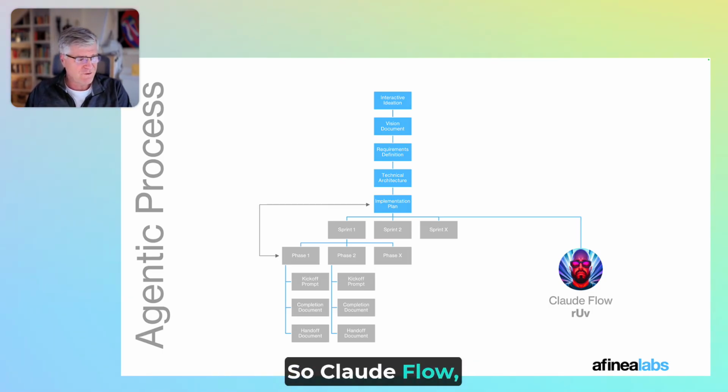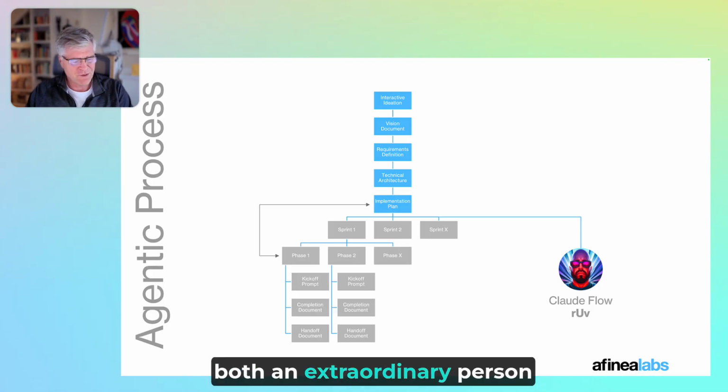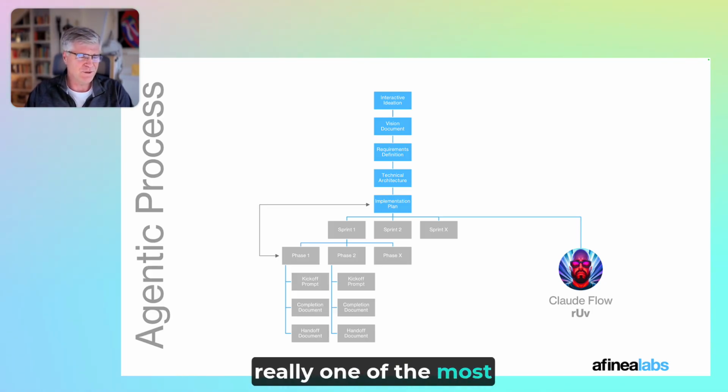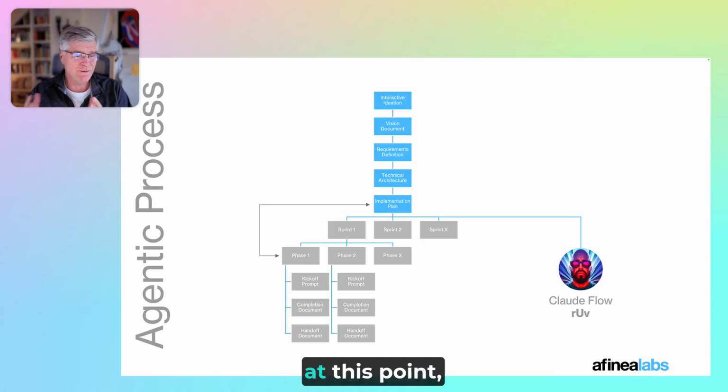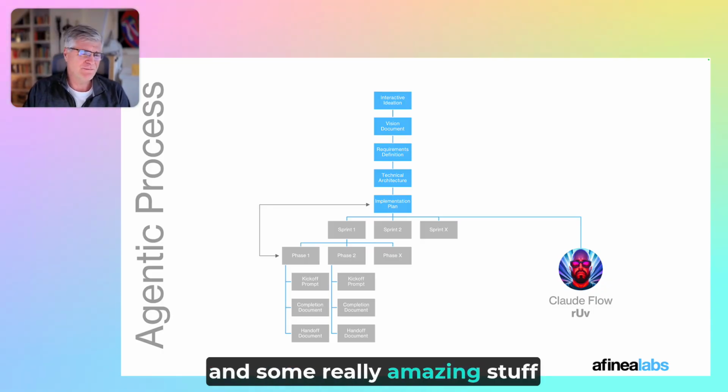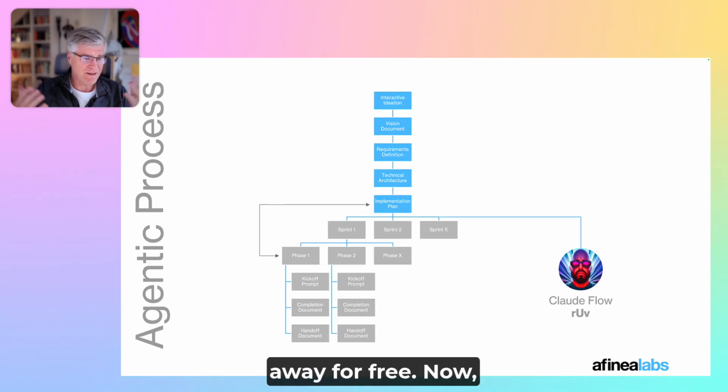So Claude Flow, Reuven Cohen, both an extraordinary person, really one of the most sophisticated agentic coders on the planet, probably at this point, and some really amazing stuff that he produces and gives away for free.